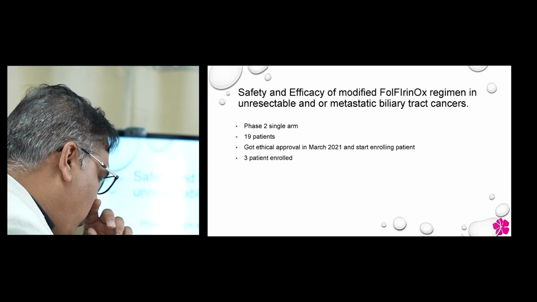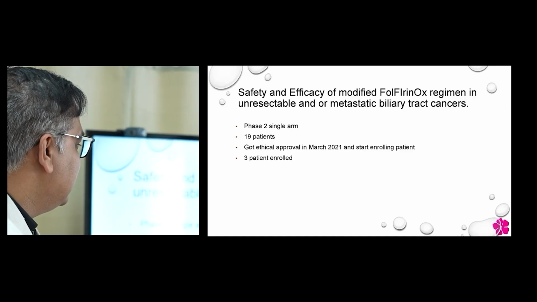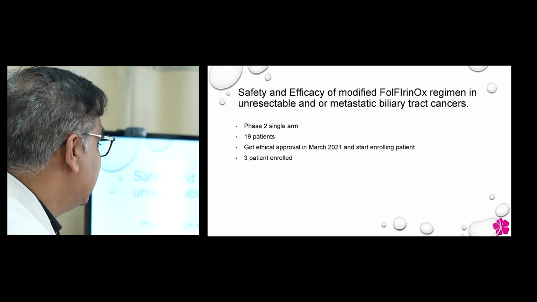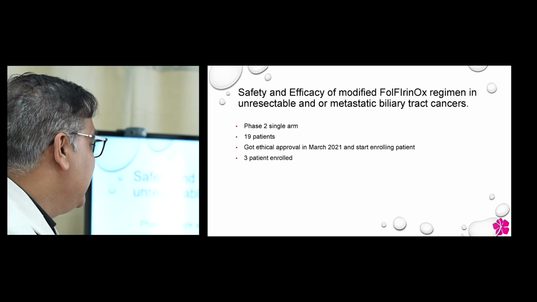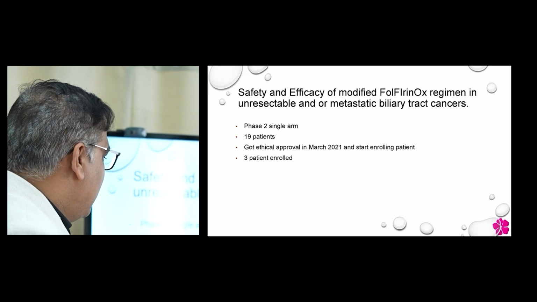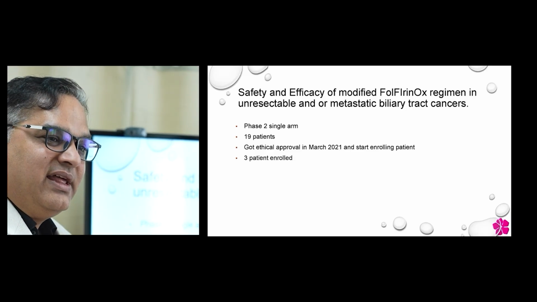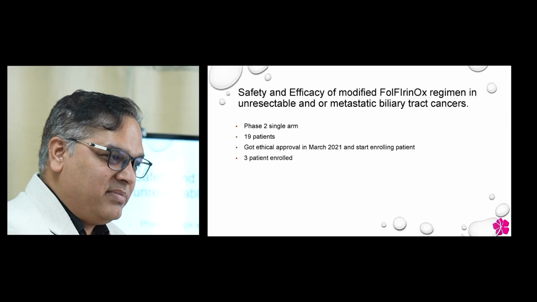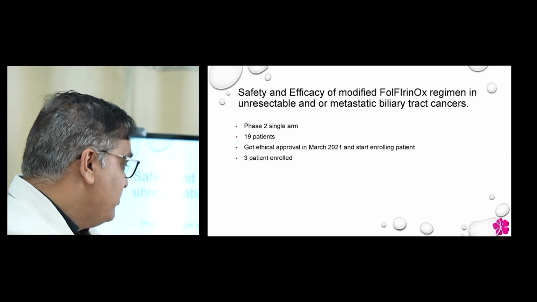So why is review of literature so important? I will give an example. This was the trial we started in 2021, the safety and efficacy of modified FOLFIRINOX. FOLFIRINOX is a chemotherapy regimen given mainly for pancreatic cancer. It was published in 2018. At that time there was no standard regimen for biliary tract cancer. So we thought if it works in pancreas, it should work in biliary tract cancer. We reviewed the literature, there was no data, so we thought, oh, we can do it.